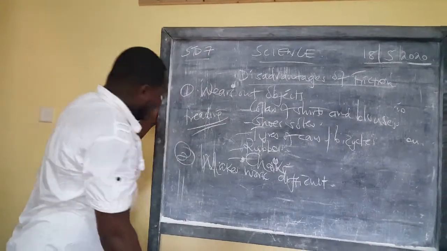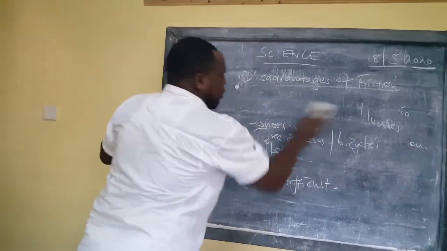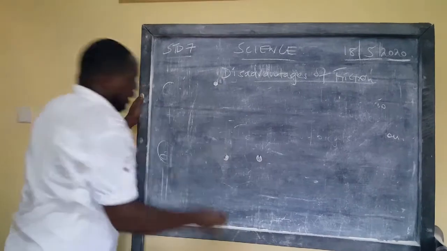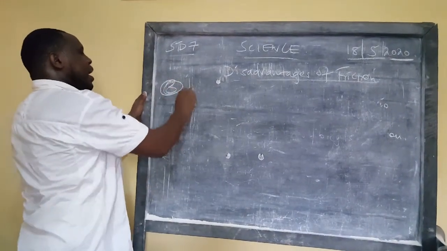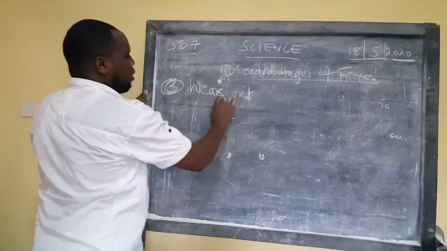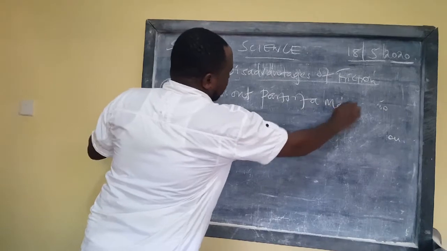Now, I want to look at the third point about the disadvantages of friction. And this is that it wears out parts of a machine.